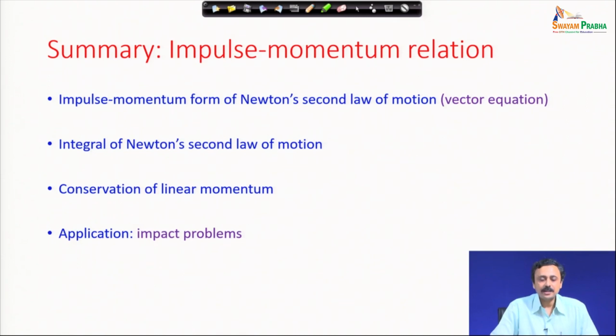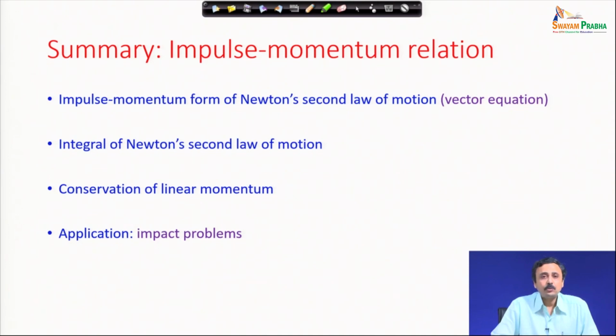Let me summarize. We have discussed the impulse-momentum form of Newton's second law. As I have mentioned, this is a vector relation and an integral of Newton's second law, therefore it will not generate new information. It presents the information already there in Newton's second law in a different form, which sometimes is quite useful. And we have looked at the conservation of linear momentum, and under what conditions it holds.